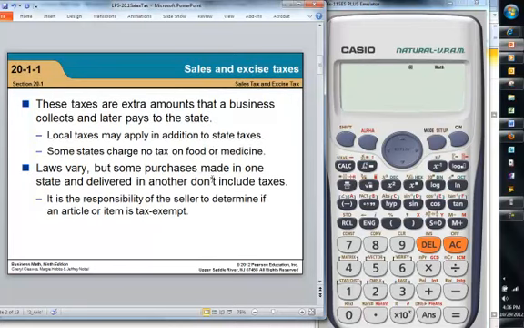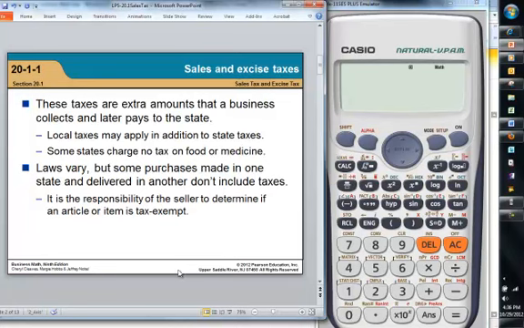Sales taxes are taxes that are extra to the amounts that a business collects and later pays to the state. There may also be local taxes, such as in Eau Claire County, there's a county tax. And some states don't have any tax on food or medicine. Wisconsin is one of those. Laws vary, but some purchases made in one state and delivered in another don't include tax.